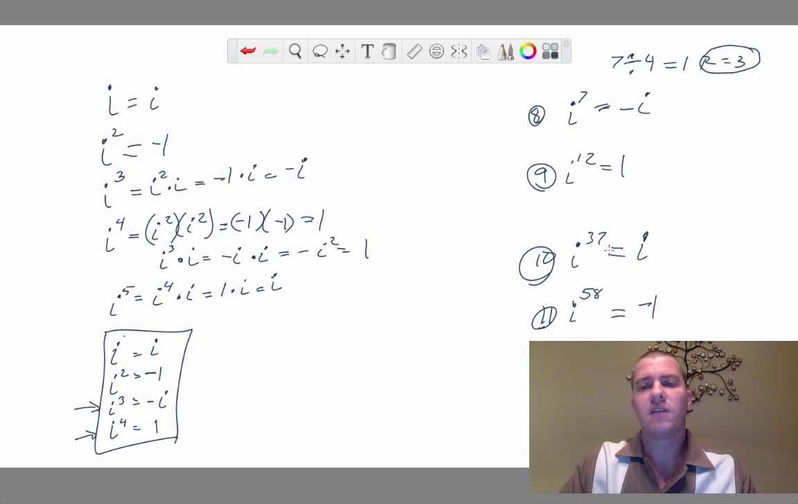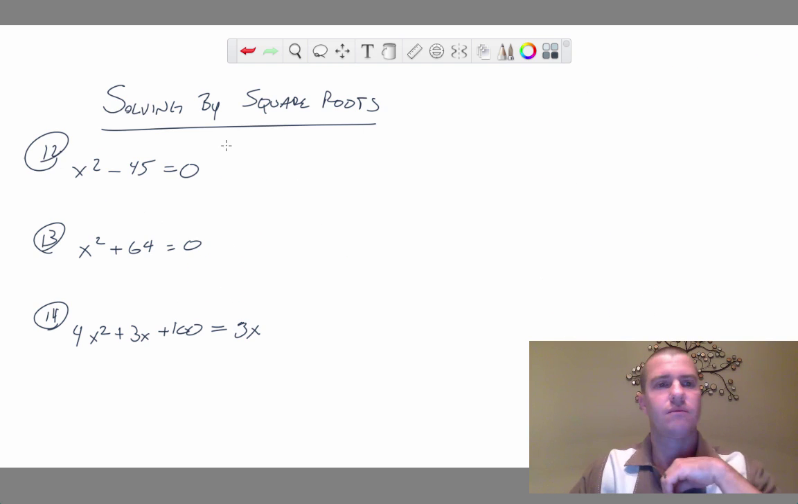And so for number 10, it becomes i because 4 goes into 36, and so that means this is 1 remaining. So it's the same as i to the first. And this is going to be the same as i squared, which is -1. Again, it doesn't matter how many times 4 goes into 58. What matters is that it has a remainder of 2. 4 goes into 56 evenly, so it has a remainder of 2, which means it's the same as i squared.